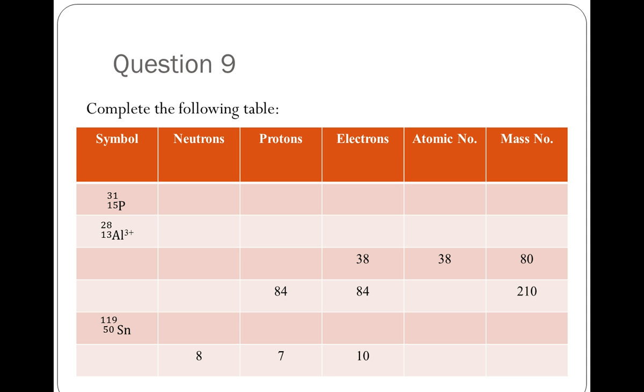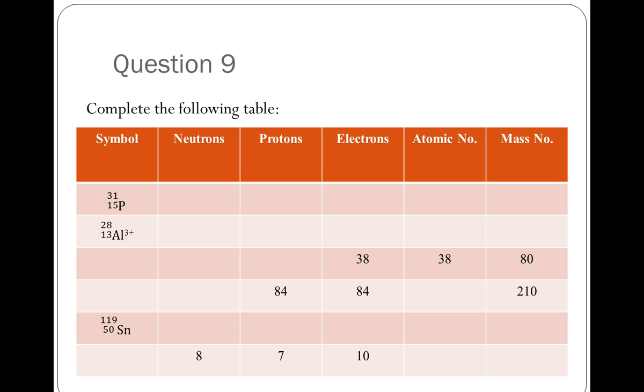Question 9. This question is all about filling this data table. So we'll just go row by row. So the first row is phosphorus. The number on top indicates the mass number, and the number below it indicates the atomic number.